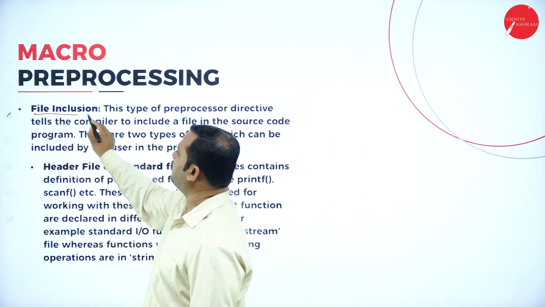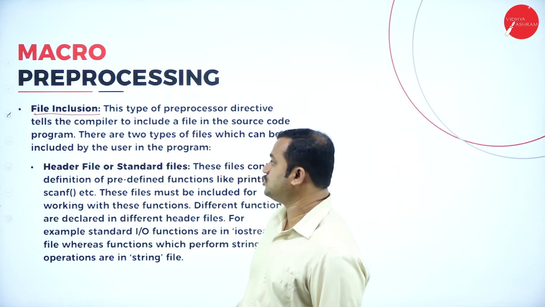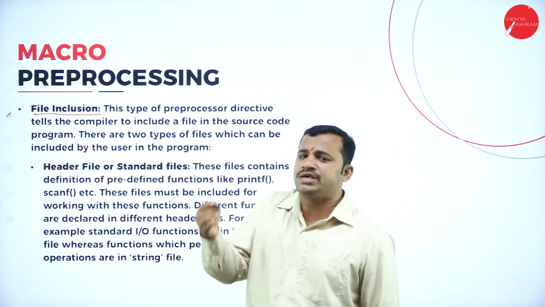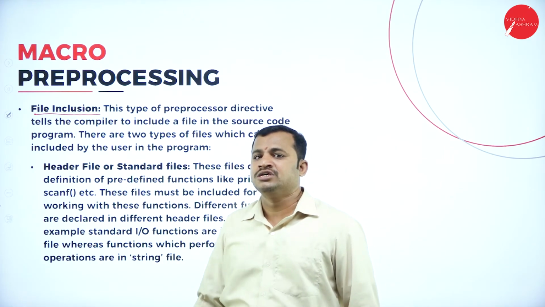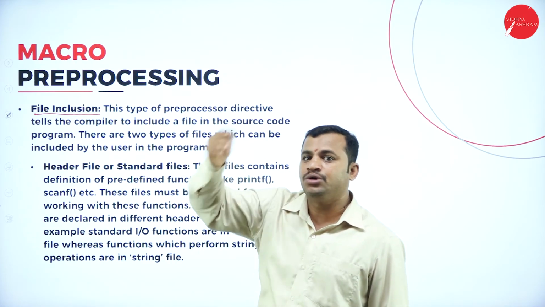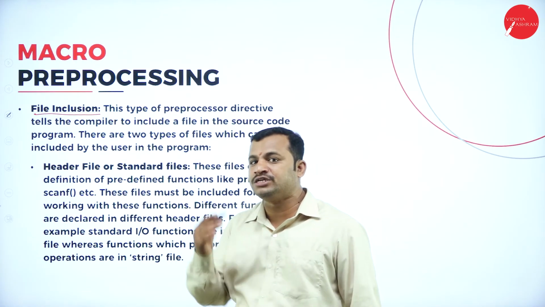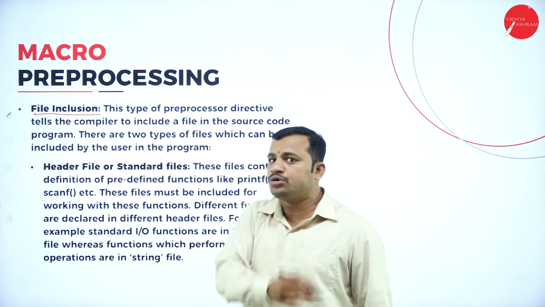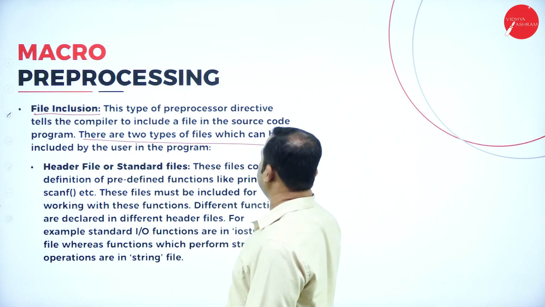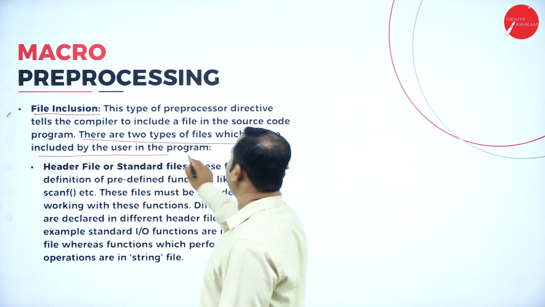That is the second type of processing, that is file inclusion. How can these files be included? You can use any of the existing files, that is the built-in files, in your program, or you can include any of the user-defined files into your program. That is also possible here. There are two types of files included in the program.